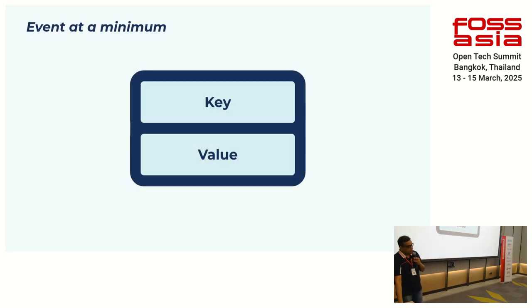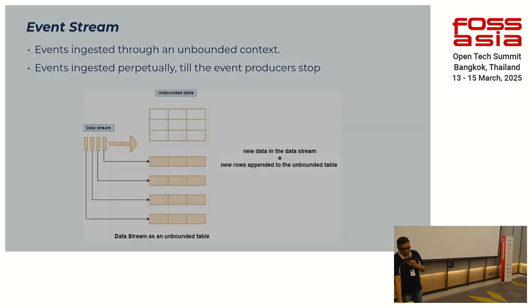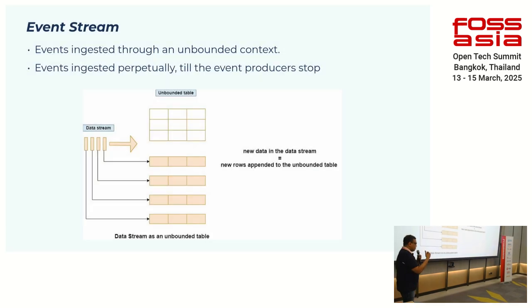So an event, at a minimum, has a key and a value. Now let's talk about this, so we understand what an event is, right? It's a JSON file with, let's say, a key and a set of values, and I would have a timestamp on it. Then a stream is nothing but a table.